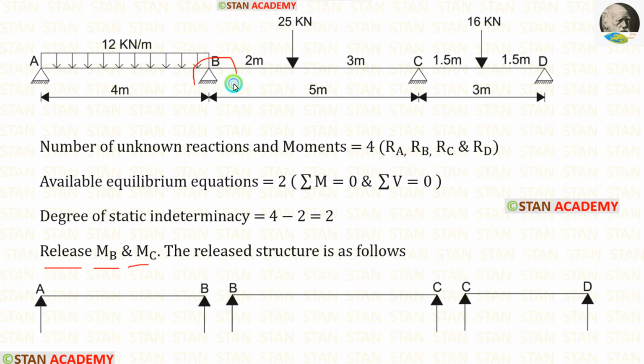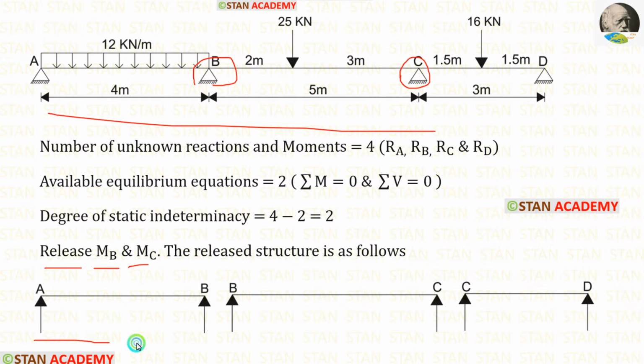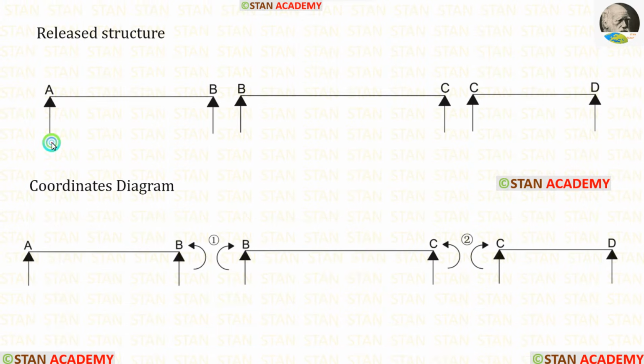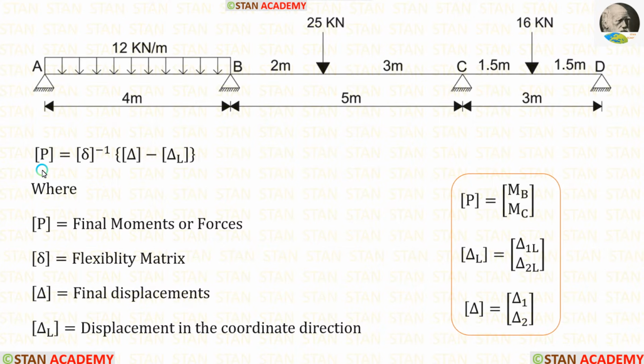When we release the moments from the point B and from the point C, this beam becomes 3 different simply supported beams. These beams are called the released structure. We have made the released structure. Now let us make the coordinates diagram. In this analysis, we are having two coordinates. In the points B and C, we are having the coordinates because in these points only we have removed the moments.